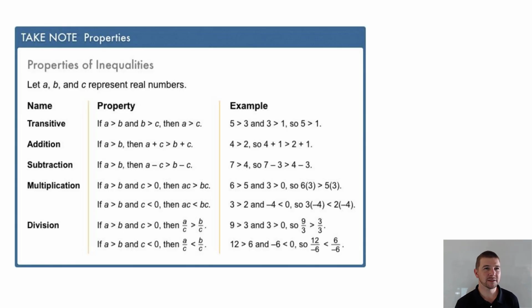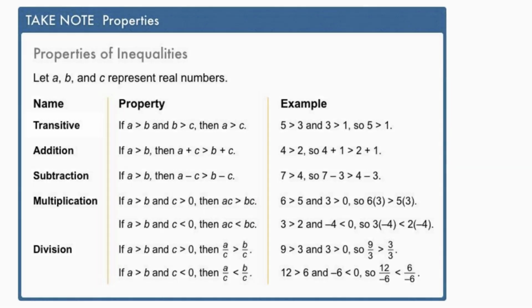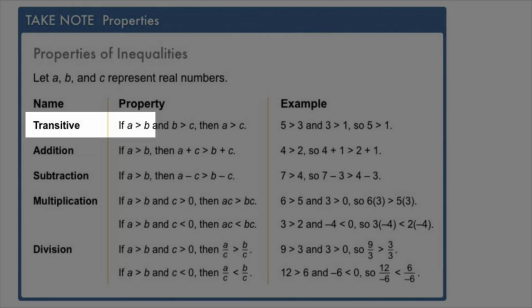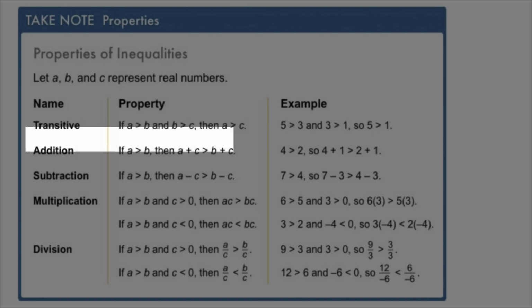Take note, the properties of inequalities. Let A, B, and C represent real numbers. First, the transitive property of inequality. The property says if A is greater than B and B is greater than C, then A is greater than C. For example, 5 is greater than 3 and 3 is greater than 1, so by the transitive property of inequality, 5 is greater than 1.